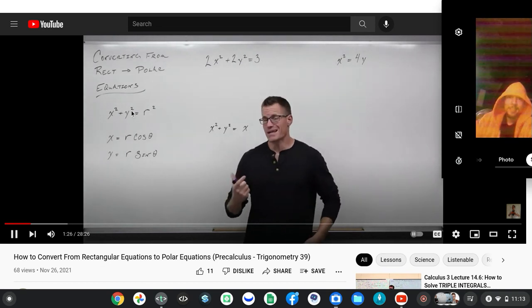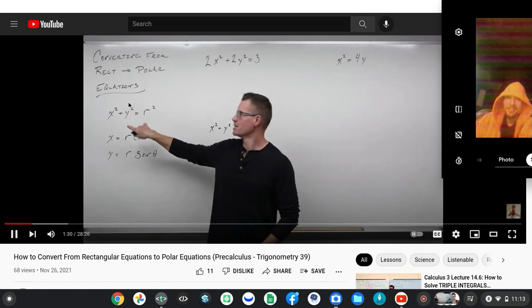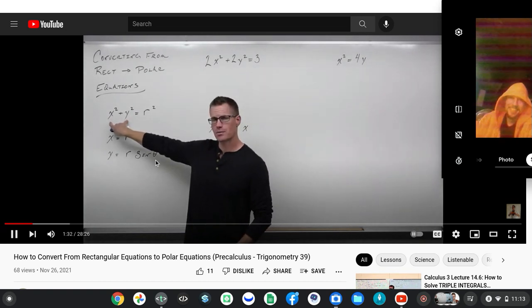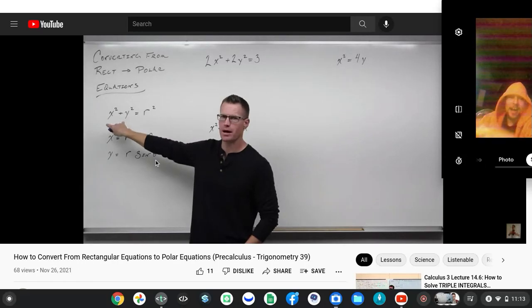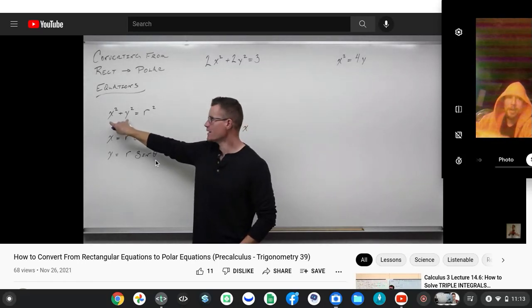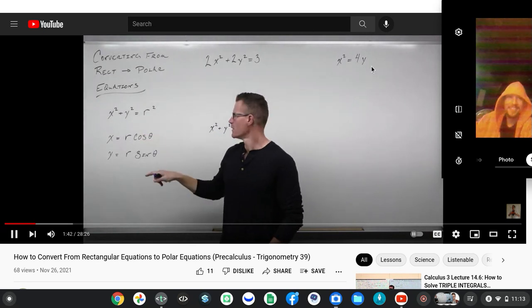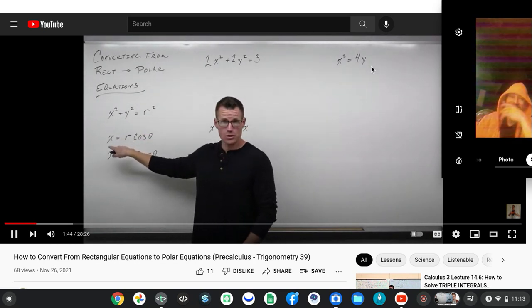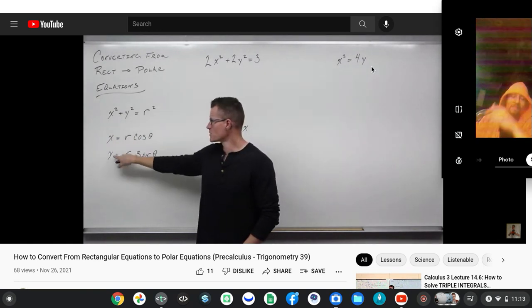Basically, there's only two things you do. Any time that you can get an x squared plus a y squared, replace that with r squared, and that's going to make converting rectangular coordinates to polar coordinates easier. If not, then replace any additional x's and y's with their polar equivalents.